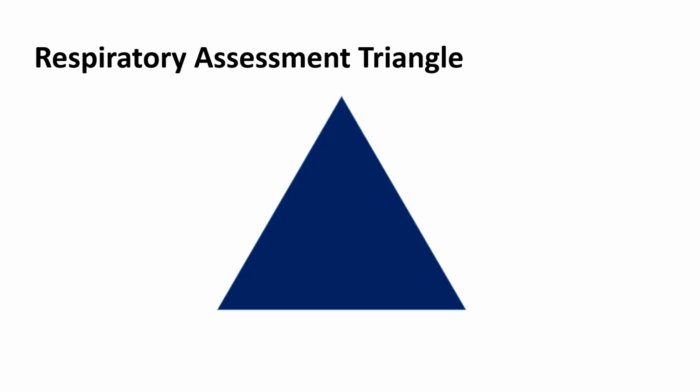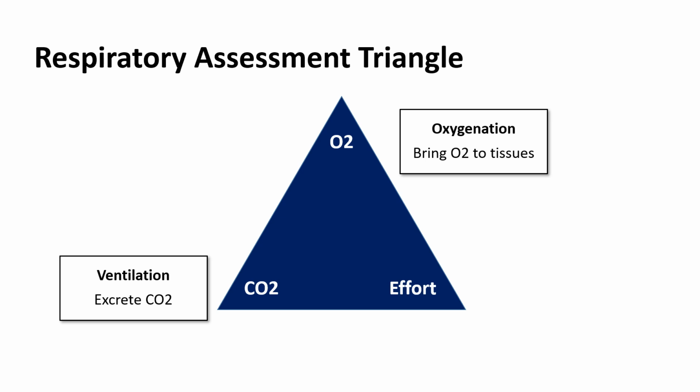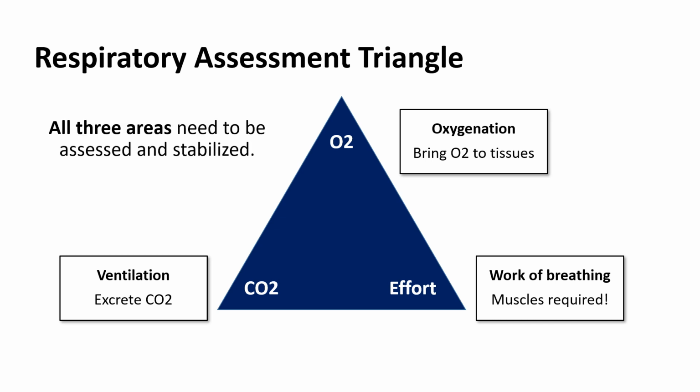The Nightmares program gives us the respiratory assessment triangle with 3 different things that you need to assess if you've got somebody who's having trouble with their breathing. You need to look at O2, CO2, and effort. O2 refers to oxygenation, which is the process by which you bring oxygen out to tissues. CO2 refers to ventilation, which is the process by which you excrete carbon dioxide. And effort refers to their work of breathing, because muscles are required for both oxygenation and ventilation to work. All 3 of those areas need to be assessed and stabilized if you have someone in respiratory distress.